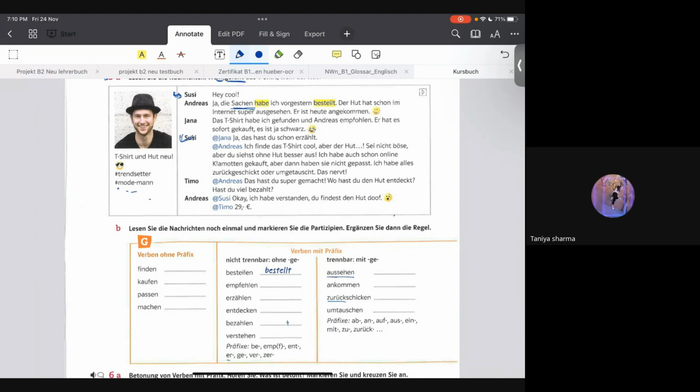Recording change karna hai ye. Ye just aapko kya karna hai? You need to find participles, verb third form find karni hai isme. Jaise bestellt hai, so bestellen, bestellt, this is the third form. Okay, only third form. Okay, yes.